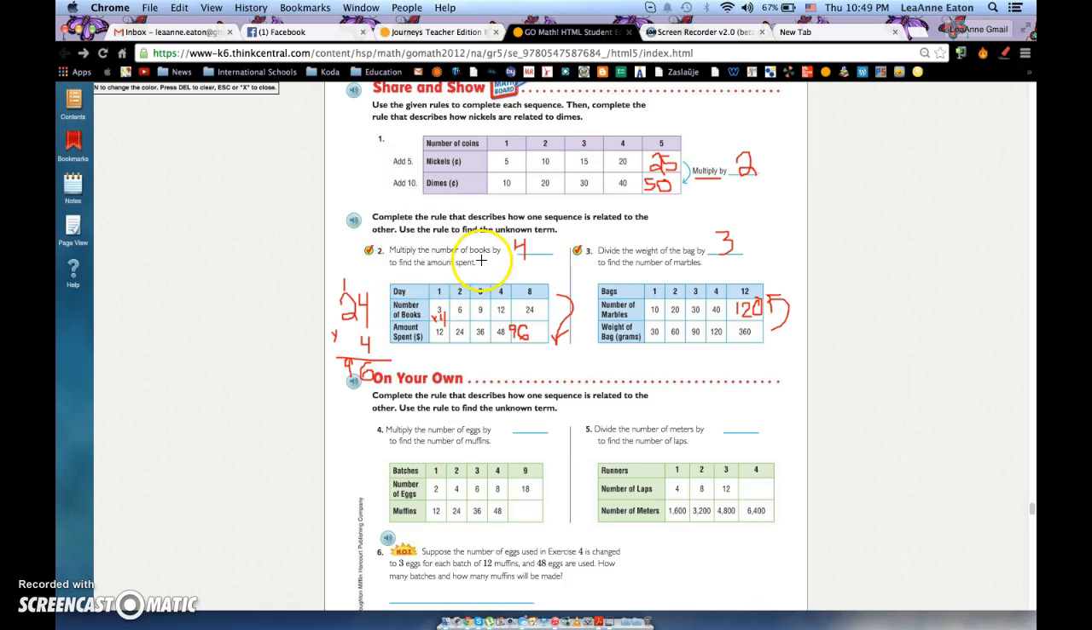Here, they want you to multiply the number of books by something to find the amount spent, so you know that you're going to go from the top to the bottom. So you're looking for the pattern, and we see that we multiplied by 4, so 24 times 4 is 96. Here it says divide the weight, so now we're going from the bottom to the top. So we look at how we get from the weight to the number. So 30 divided by what equals 10? Well, that's super easy, and we can see that it's 3. So then we just check 60 divided by 3. Yep, yep, yep. So 360 divided by 3 is 120.